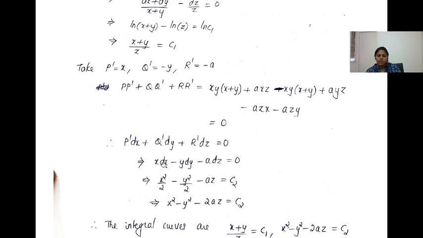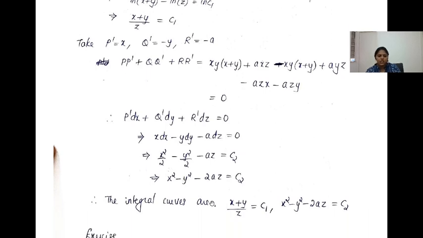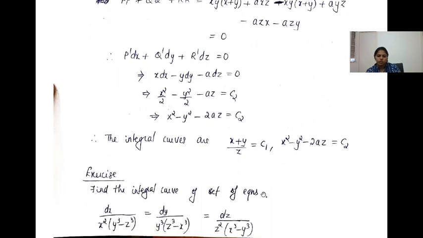You will get x dx minus y dy minus a dz equal to 0. You can integrate it easily: x square minus y square minus 2az equal to c2. So those are the two integral curves. That's a solution to your problem, and I want you to do this as an exercise.